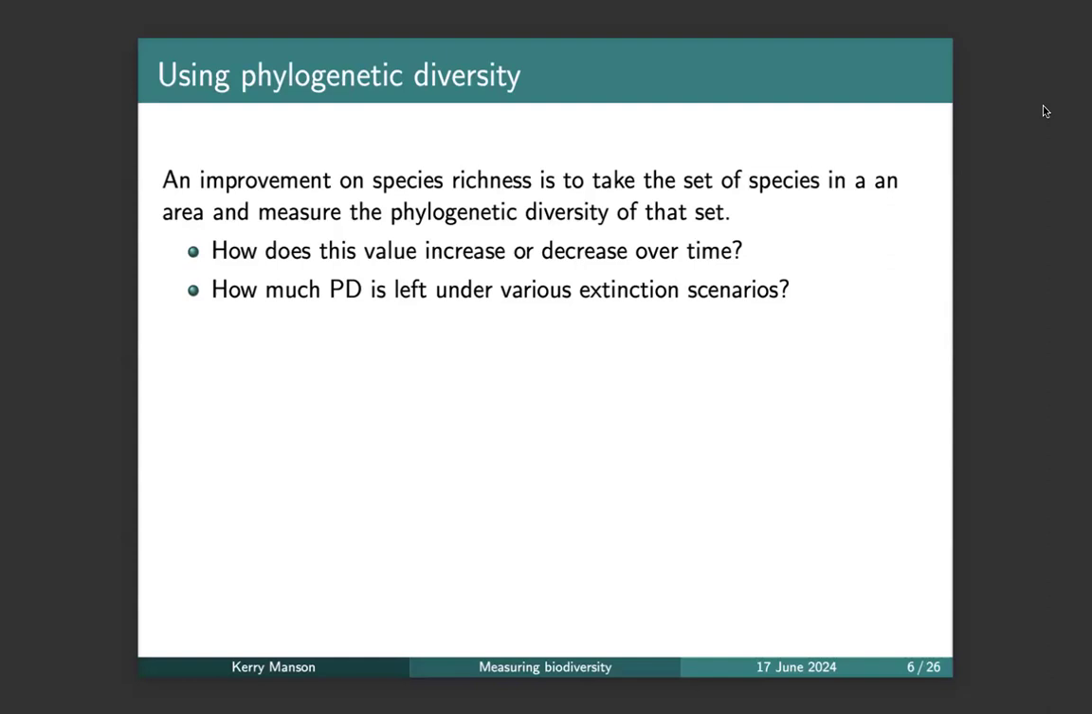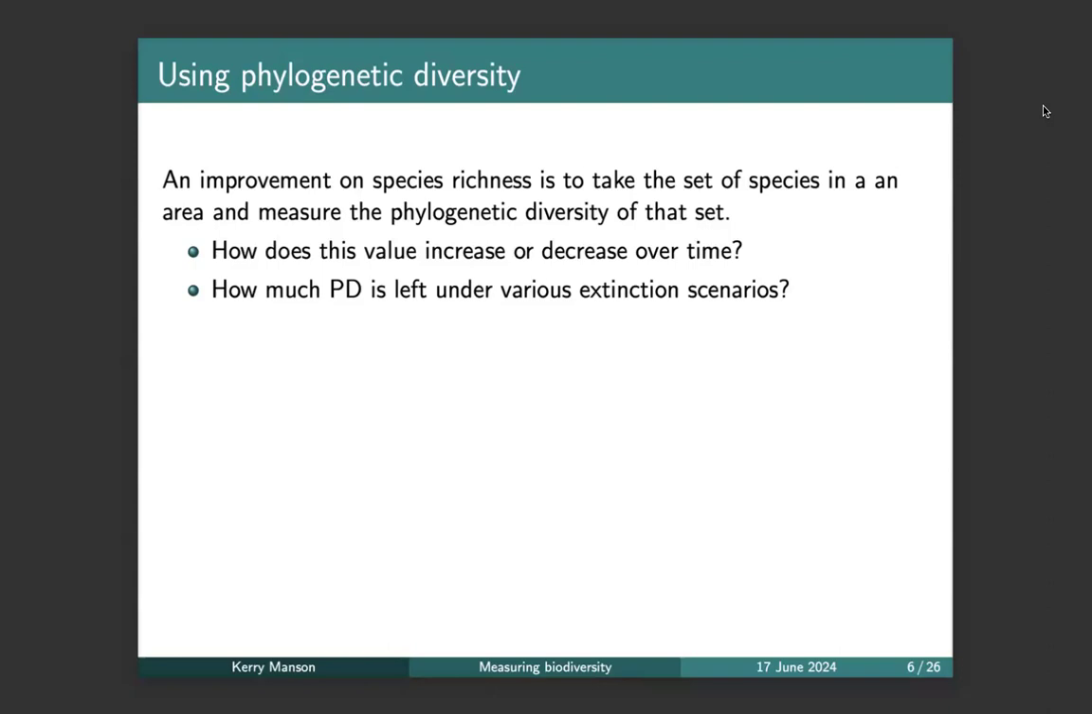And one way we can use this is to take an area, look at all the species we have in this particular area, maybe it's a nature reserve or something like this, and measure the phylogenetic diversity of the set. This is a quantity that we can see how it increases or decreases over time. So we may get species going extinct, and that would decrease phylogenetic diversity, or maybe we've been protecting an area and new species are coming in to our nature reserve and increasing the phylogenetic diversity of that particular nature reserve. And it depends what scale you want to look at, maybe looking on a whole country scale or continent scale as well.